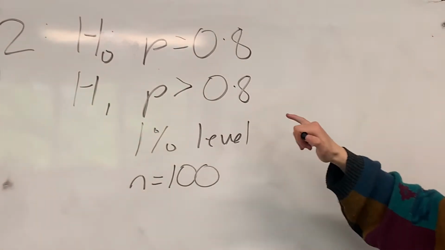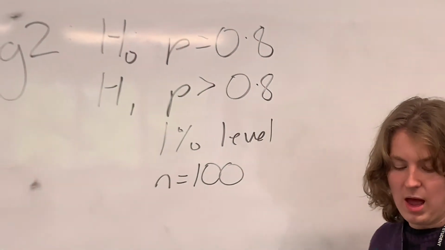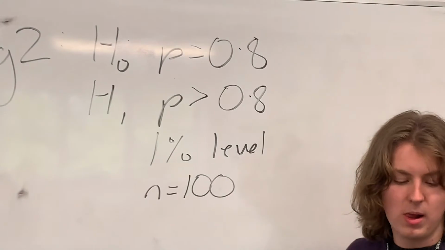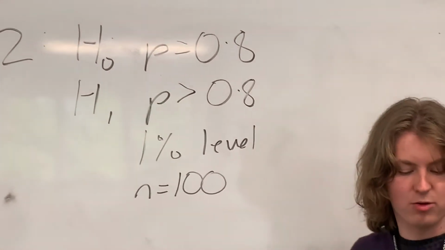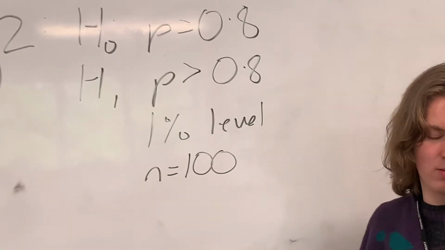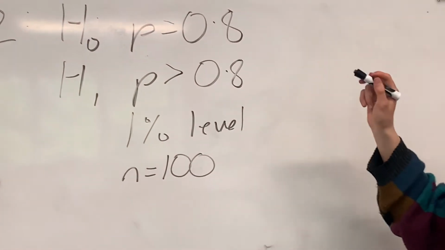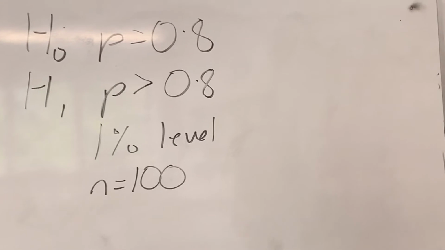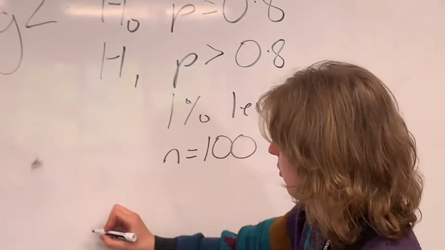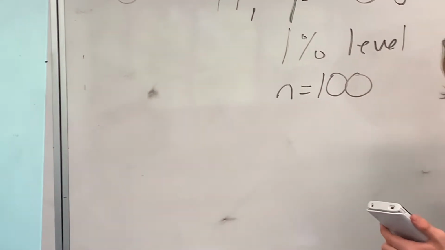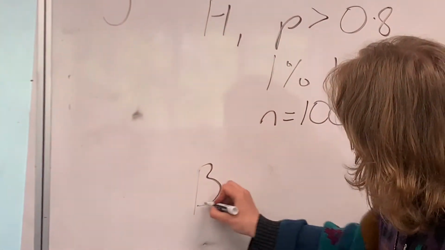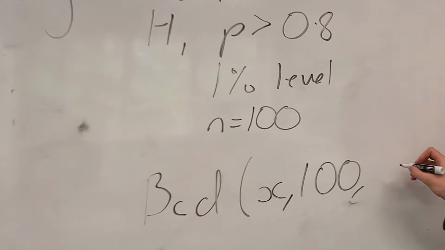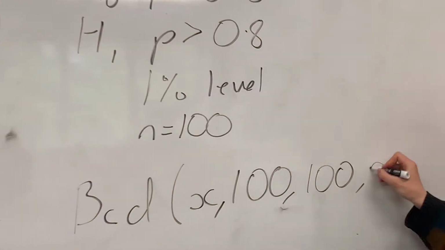So for this, you are basically just doing the same thing as last time. Anyway, so for this, you're doing the same thing, even though it normally would be more complicated. So all you want to do is get out your table function, set it up like you had it before, and put in BCD of x through to 100, and then your n is 100, and your probability is 0.8.